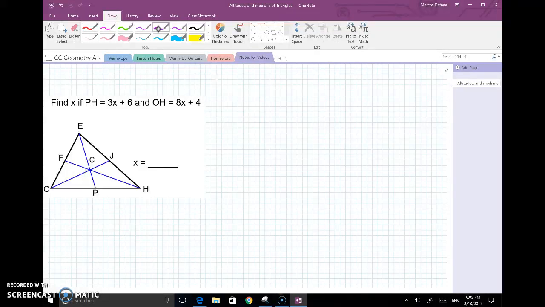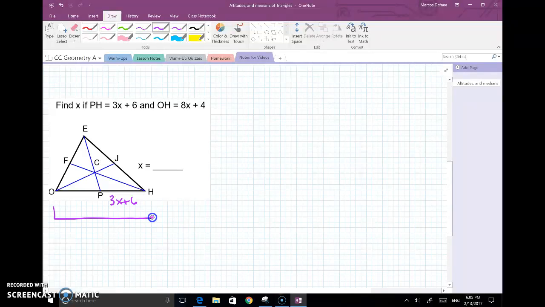The value of x depends on knowing what pH and OH are. So pH is 3x plus 6, which is this, 3x plus 6. And over here, OH is 8x plus 4. So OH is the entire length, which is 8x plus 4.